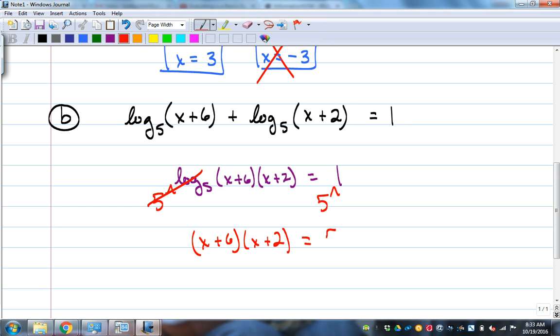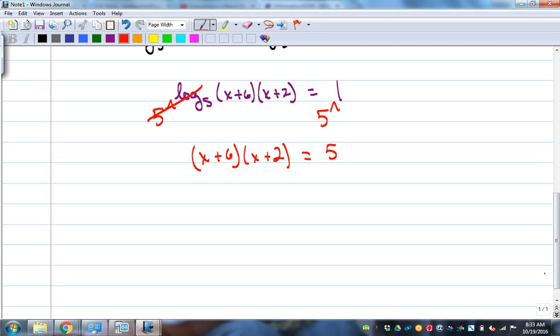Now we have a regular algebra problem. What do we need to do to solve that regular algebra problem? Distribute first. All right, so we multiply all that together, right? And that's going to get us x squared plus 8x plus 12. A little closer to normal there. Now what?